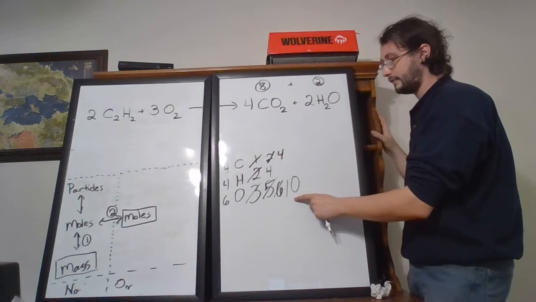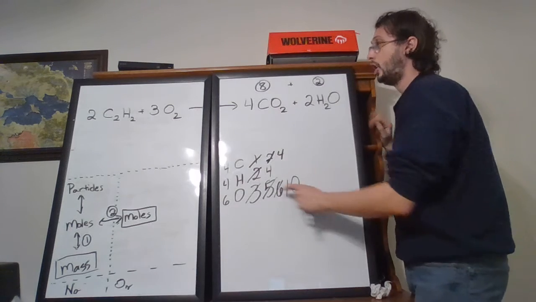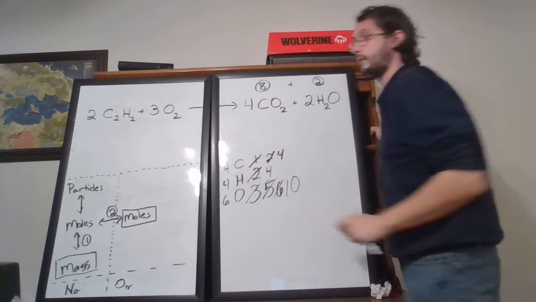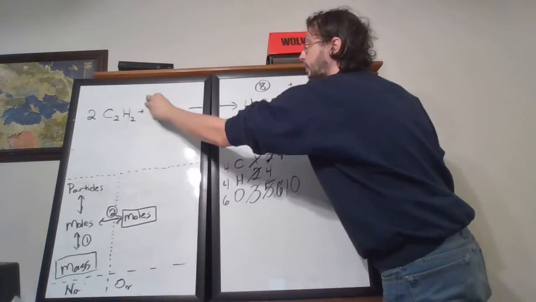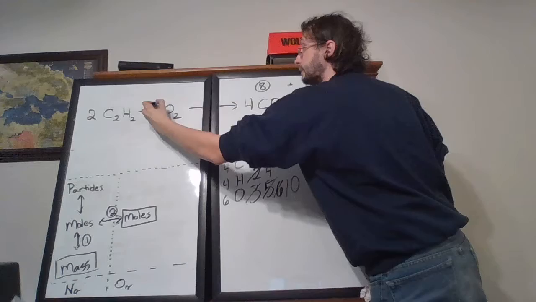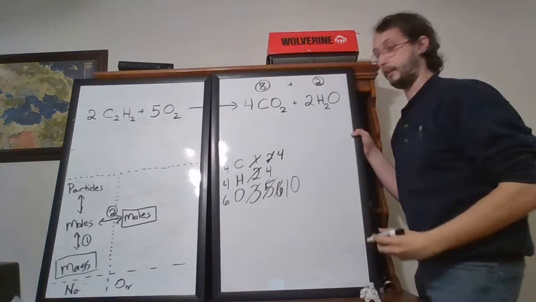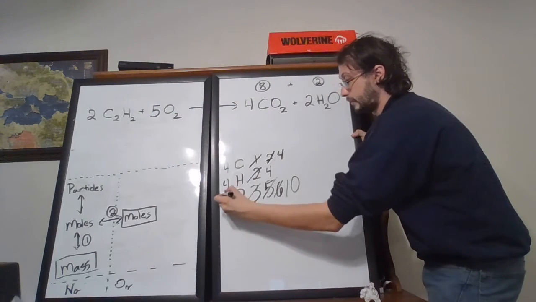So, because this is an even number, let's see, we need 10 oxygens. What coefficient can we put on O2 over here that will give us 10? Well, what times 2 is 10? We all know that 5 times 2 is 10. So we can put a 5 there. 5 times 2 does give us 10.